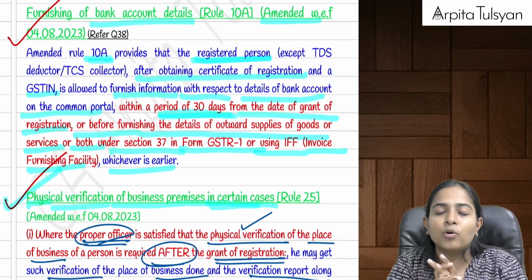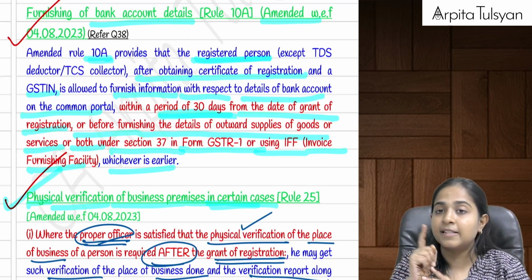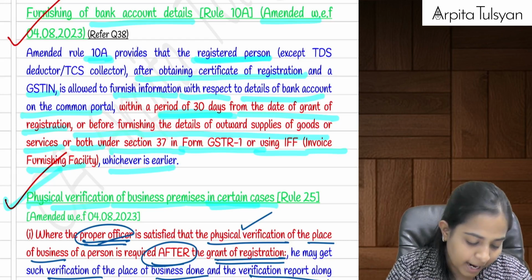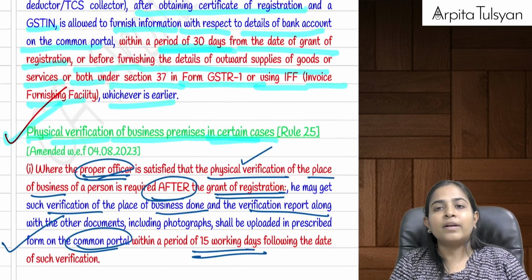Later on also you can go and submit your bank account details, but this is not applicable in case of TDS and TCS collector. For them, they have to submit it beforehand only. Right. Next one, physical verification.